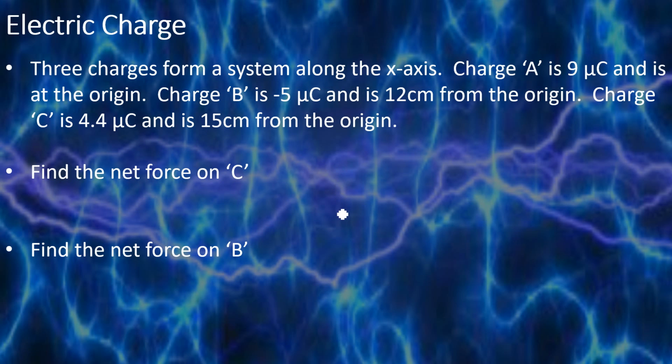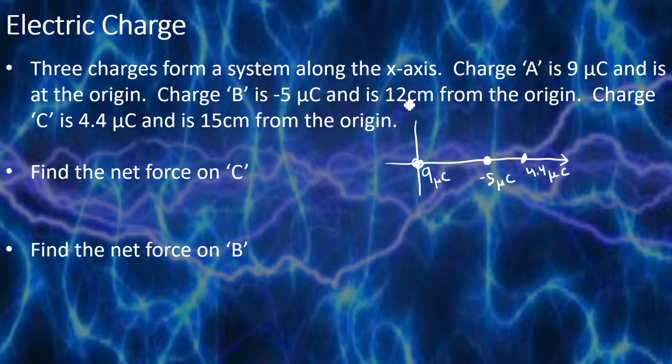Okay, so 3 charges form a system along the x-axis. Charge A is 9 microcoulombs and is at the origin. So let's go ahead and draw our axis right here. So we have 9 microcoulombs right here. And then we have B is -5 microcoulombs. This is 12 centimeters from the origin. So here is point B, -5 microcoulombs. And then charge C is 4.4 and is 15 centimeters. So maybe right here, 4.4 microcoulombs.